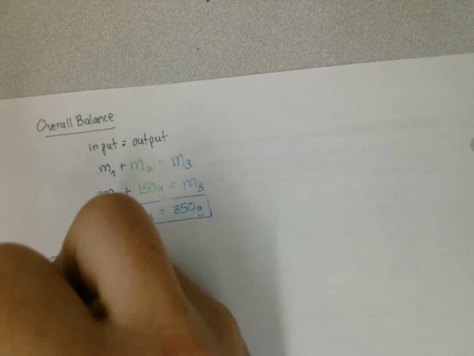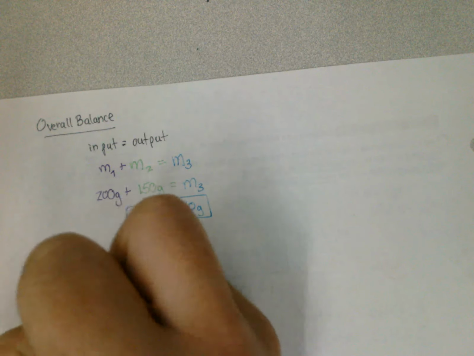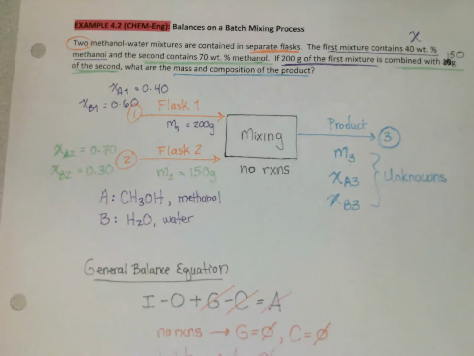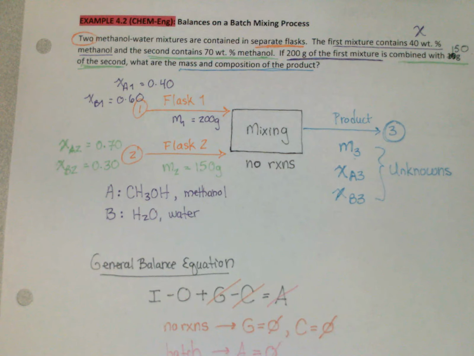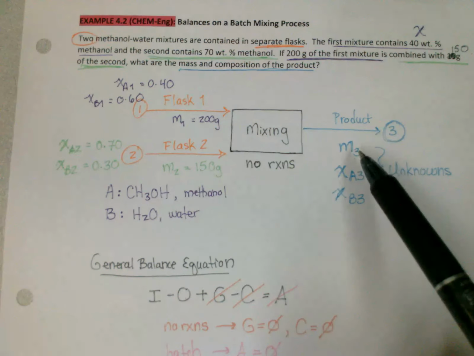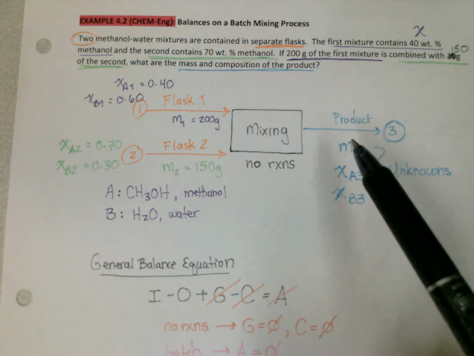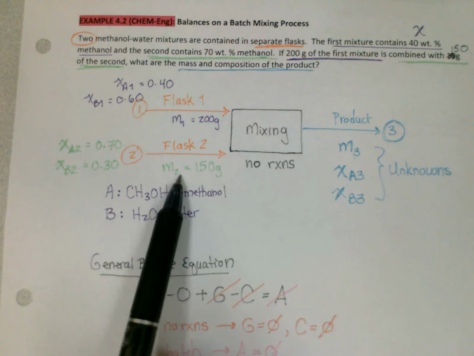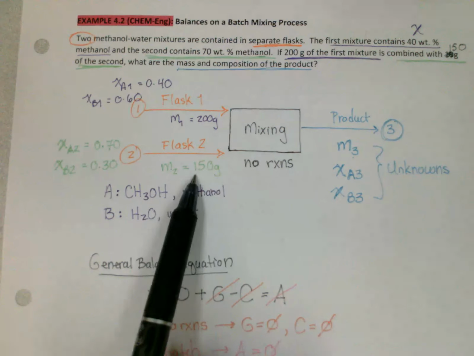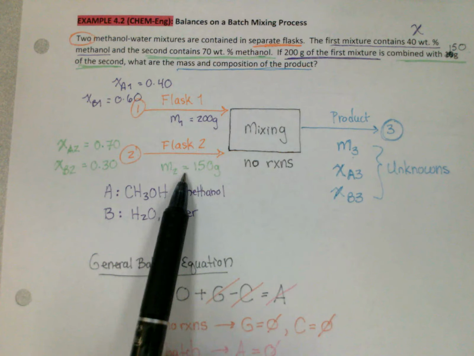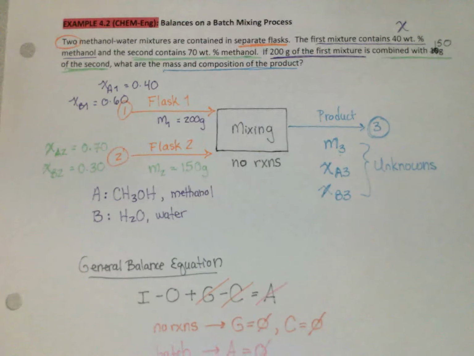Let's now write a balance on A. All right, if we go back to our flow diagram, we have methanol, which is A, present in the first stream, the second stream, and the third stream. But the key thing here is this mass, this M1 and this M2, these are total masses. This is not the mass of methanol, right? So what we actually want is the mass of methanol in 1, the mass of methanol in 2, and the mass of methanol in 3. So let's write that out really quick.